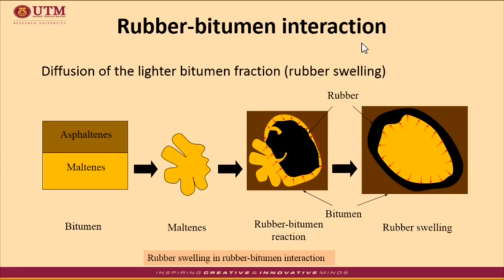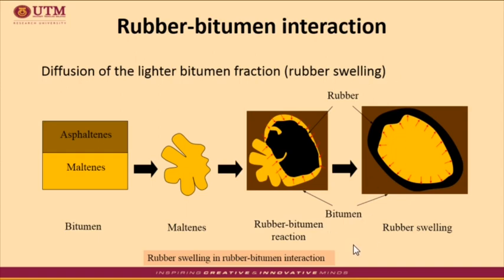The term interaction used in this study refers to the diffusion of the lighter bitumen fraction, which is aromatic oils called maltenes, into rubber particles, which can lead to the swelling of the rubber. The swelling of the rubber as a result of the rubber bitumen interaction is shown schematically in the figure.